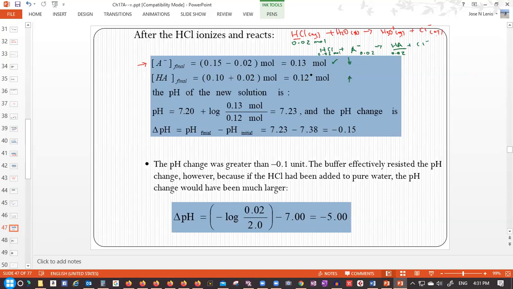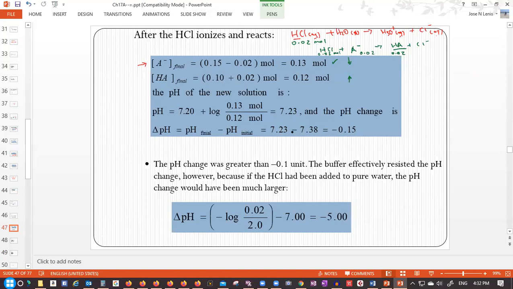Now we have the new concentrations, we can find the new pH using the Henderson-Hasselbalch equation. Plug in the salt over the acid and you get pH 7.23. What was the pH change compared to the previous one before we added the acid? The difference is just 0.15.